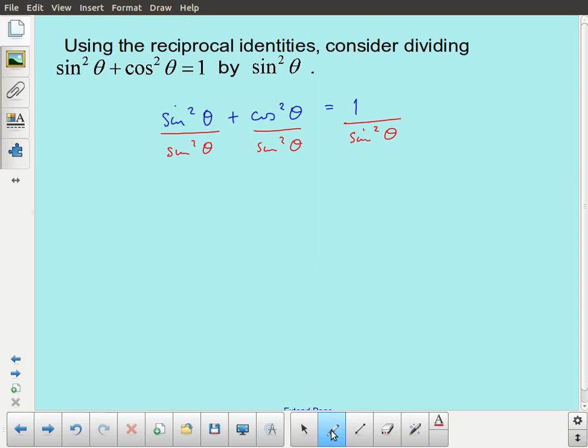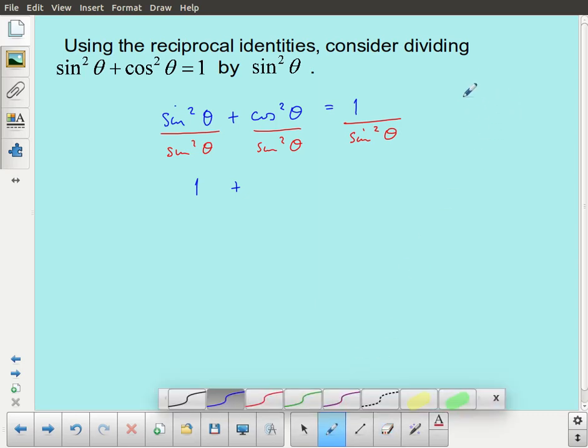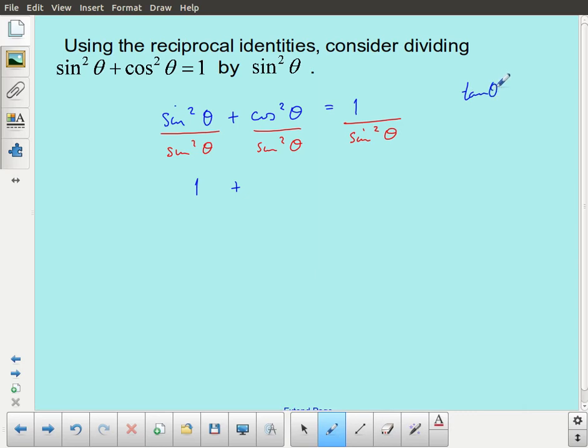Sine squared divided by sine squared is equal to 1. Cos squared divided by sine squared. That's another one of the new identities we looked at, which is cos theta over sine theta. Maybe I need to take one step back. We learned that tan theta is equal to sine theta over cos theta. So this ratio with sine and cosine is familiar.